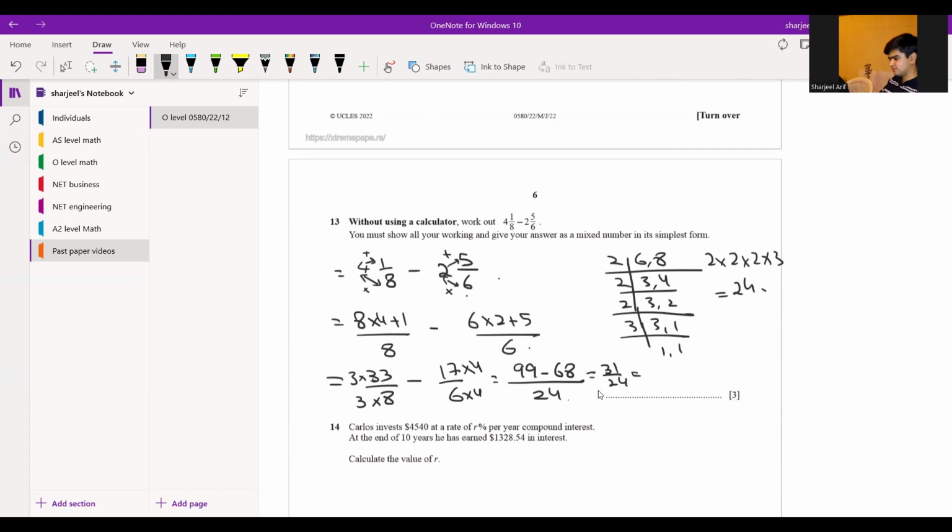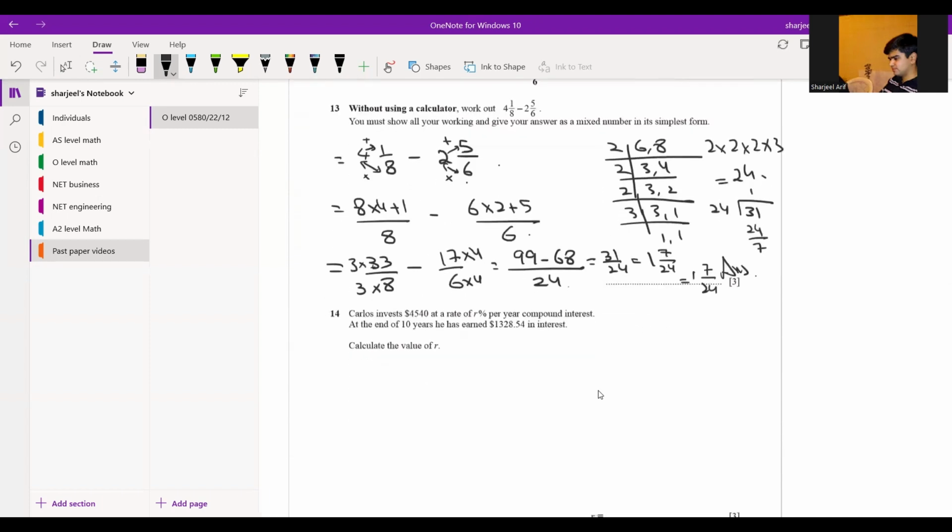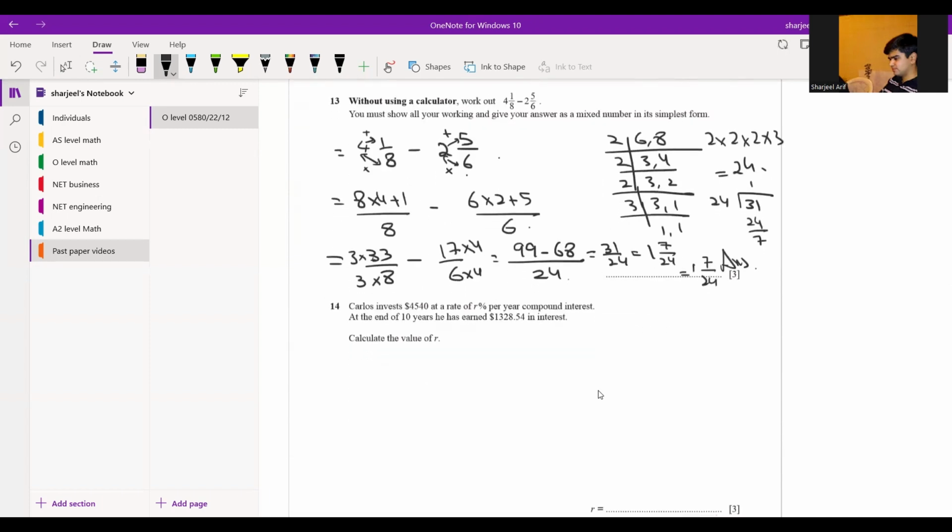So remember to give your answer in compound fraction because the question was in compound fraction. So the final answer will be 1 and 7 by 24. That would be our final answer. To convert it to compound fraction, just divide 31 by 24. Remainder was 7. So the remainder will be the numerator, the divisor will be the denominator, and the quotient will be on the left side.